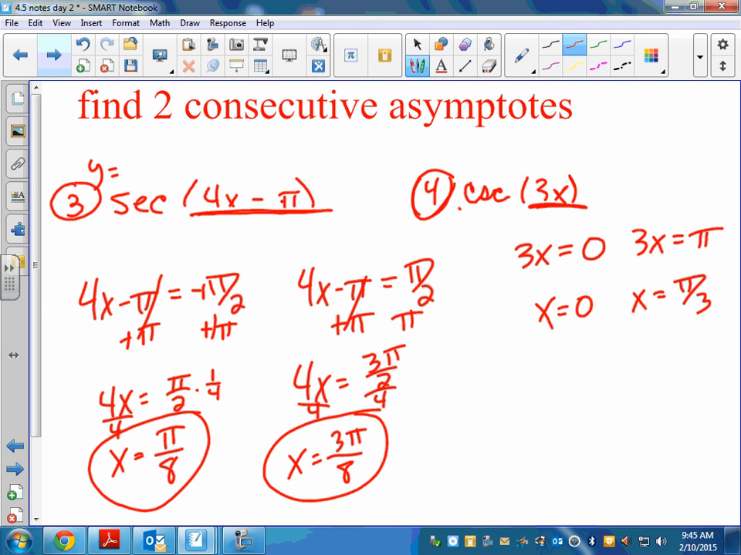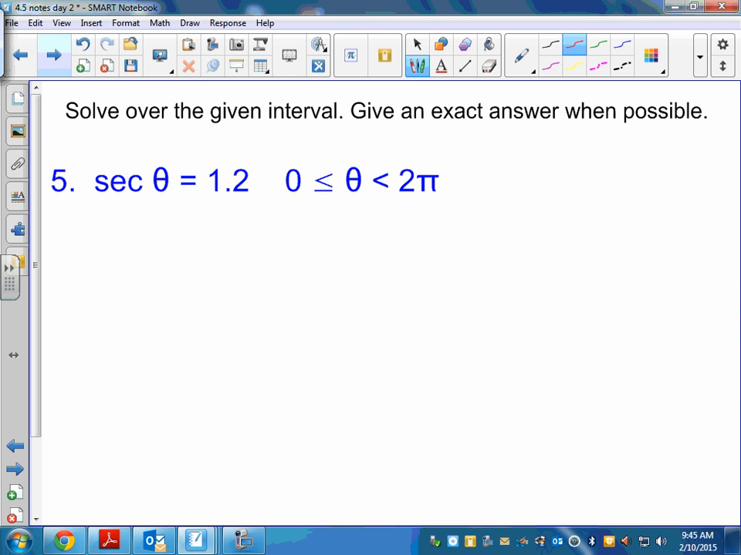So what else do I have? More into the stuff like you did in yesterday's homework, using your calculator for 4-day 1 stuff. Kind of like number 40 that we just did. Solve over the given interval, give an exact answer when possible. I can't give an exact answer if it's 1.2. What would I have to type in on my calculator to get one answer? Secant is 1 over cosine, so we could say that means cosine is 1 over 1.2, right? So if it's not sine, cosine, or tangent, you have to do the 1 over.